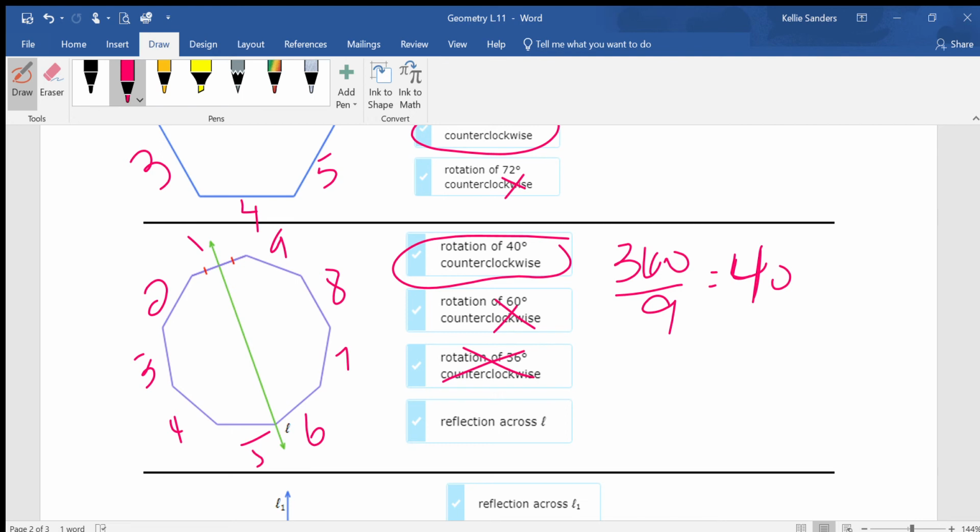Now, what about the reflection about L? Okay, since we have an odd amount, it's going to go through a corner and an opposite side, which it does. And whatever's on this side is exactly the mirror image of whatever's on that side. So it is a reflection across L.